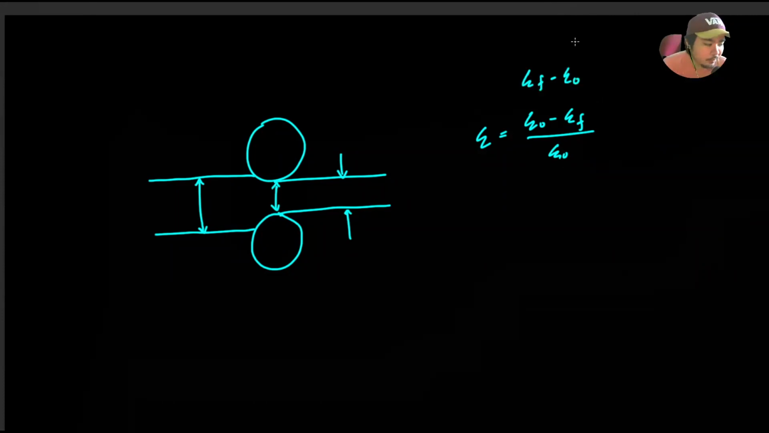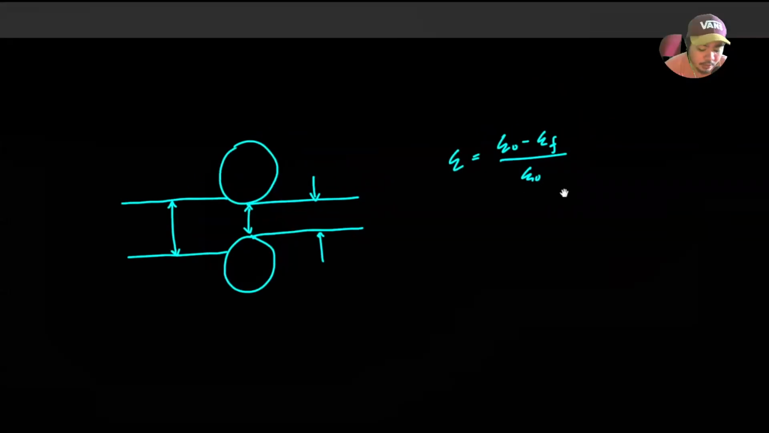depending on whether it is compressive or tensile. Okay? So a more general form uses absolute values. But for us, we'll just use this form, because our initial is larger as compared to the final.